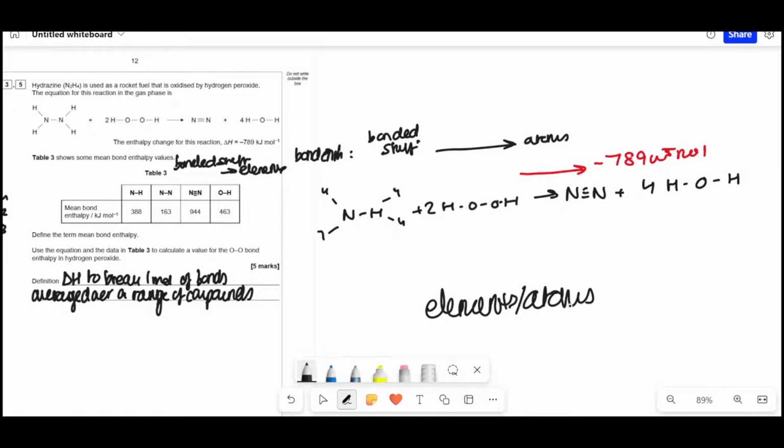Then you need to decide which way the arrows go. Well, they've told you the mean bond enthalpy, which is again going from bonded stuff to atoms. This is the bonded stuff, and the other one is from bonded stuff to atoms. So the arrow goes down like this in every single one, because these are bond enthalpies for all.